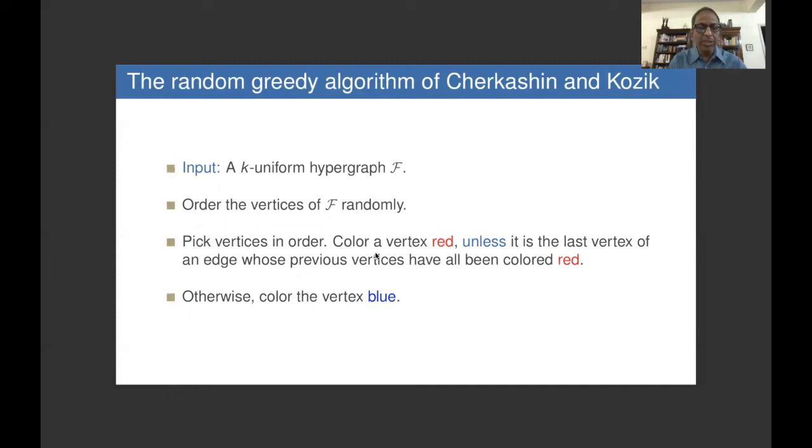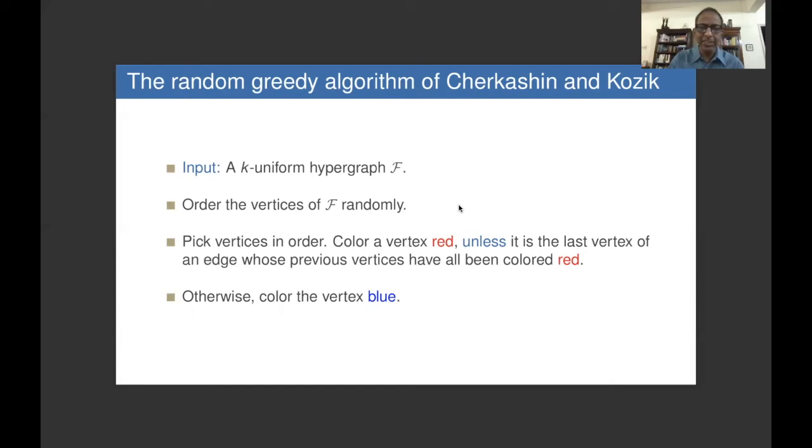The algorithm goes as follows. First, you order the vertices of the hypergraph randomly. If it has n vertices, there are n factorial possibilities. You pick one of those possibilities at random, and then you start working one by one on the vertices in that order. Each time you color the vertex red, unless coloring it red would make some edge monochromatic. That is, suppose there was some edge and you had colored the previous vertices red, and the vertex you're currently considering is the last vertex of that edge. You should not color it red, because that would make that edge monochromatic red. So you color it blue.